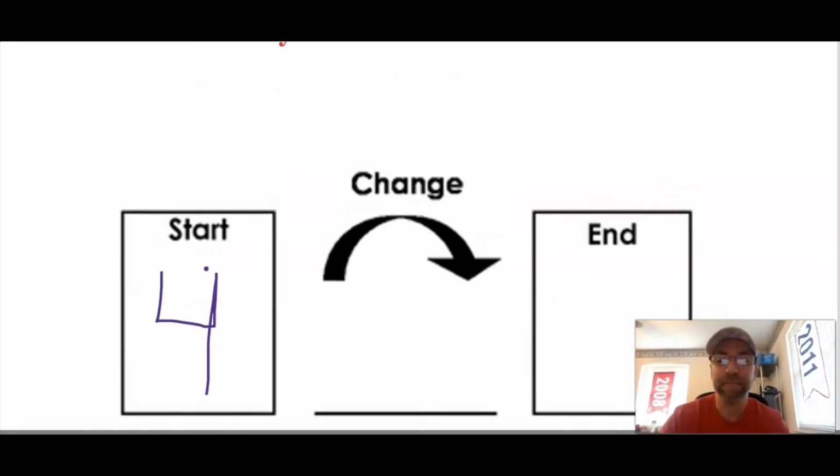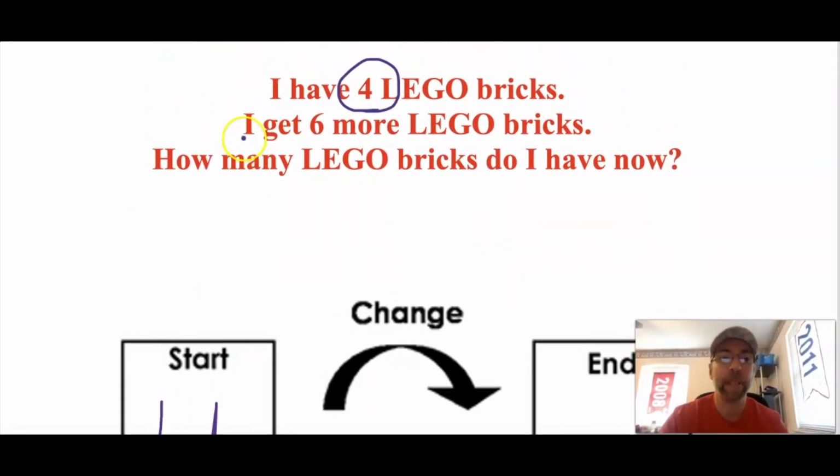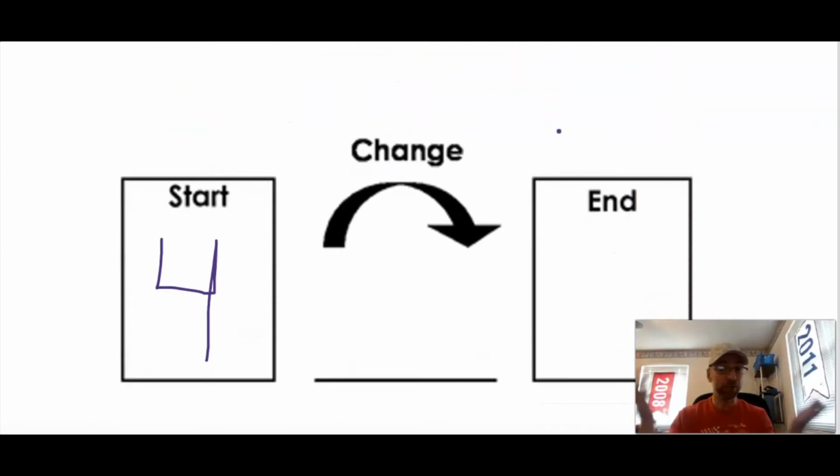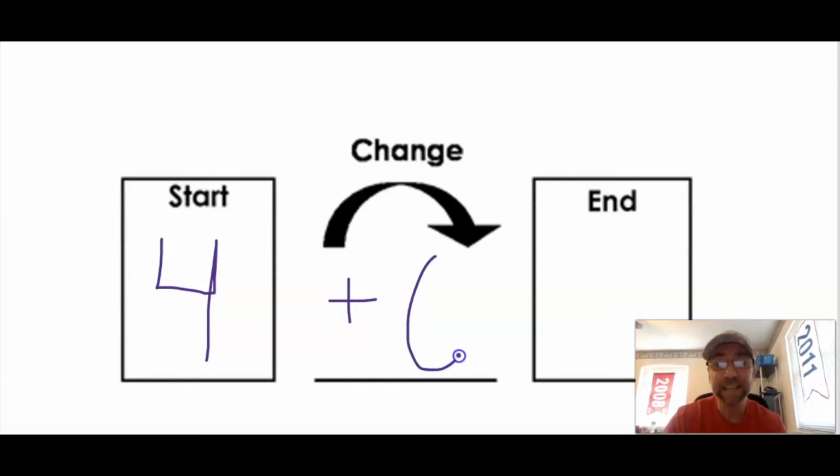Let's see if we can figure out the change. I get 6 more Lego bricks. Our change is going to be 6 more. Well, I can write plus 6 because plus means we're getting more.